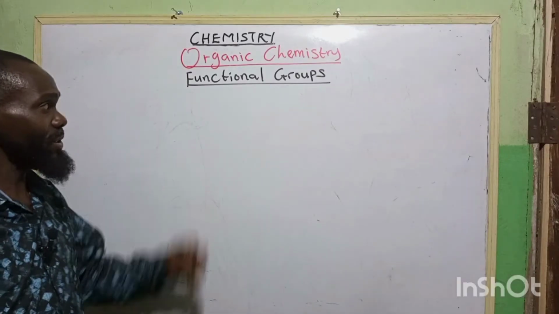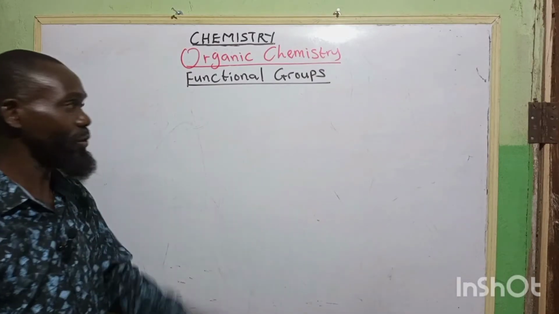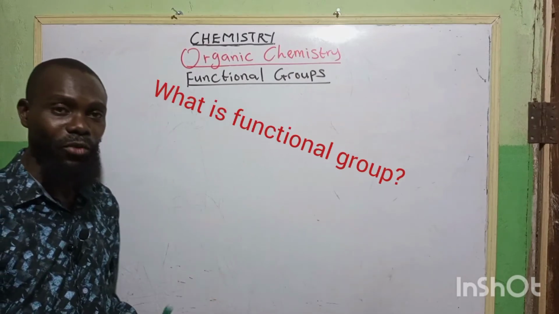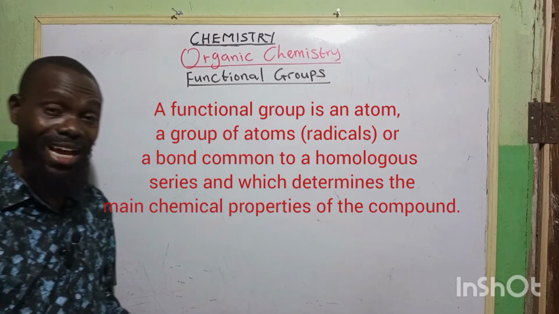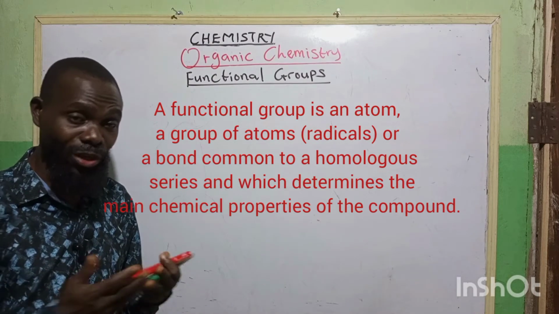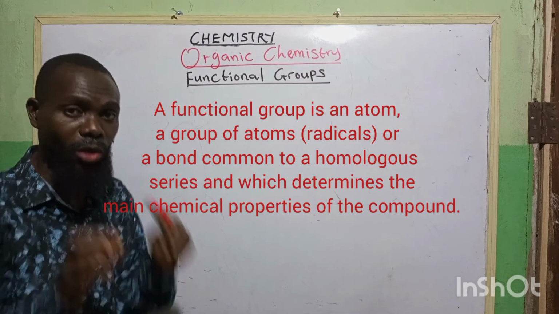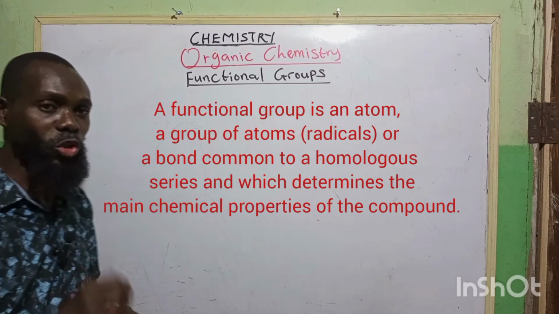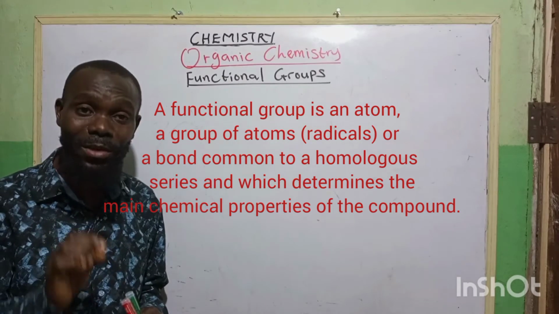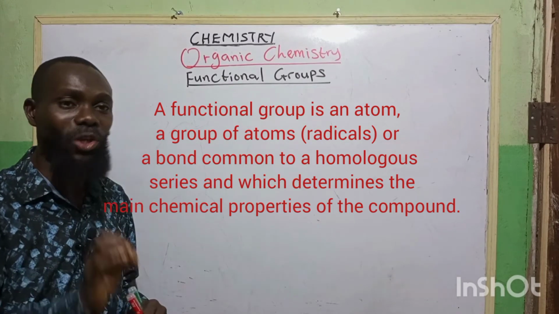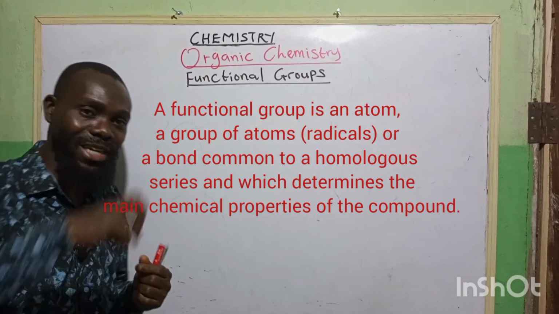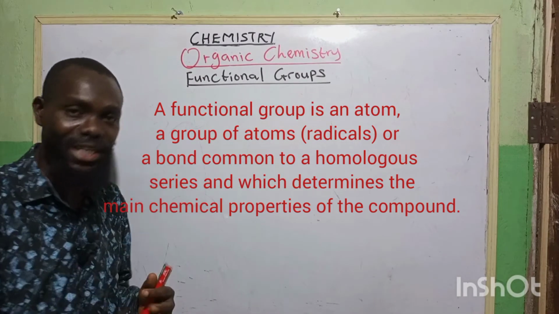The next term we're going to talk about in organic chemistry is functional groups. What is a functional group? A functional group is an atom, a group of atoms, otherwise known as radicals, or a bond common to a homologous series and which determines the main chemical properties of that organic compound. So the functional group always determines the chemical properties of that organic compound.